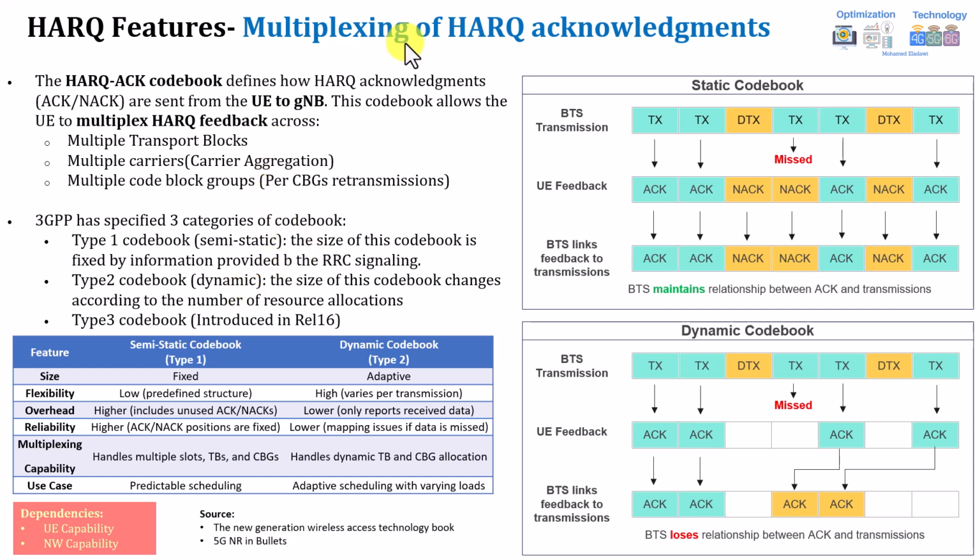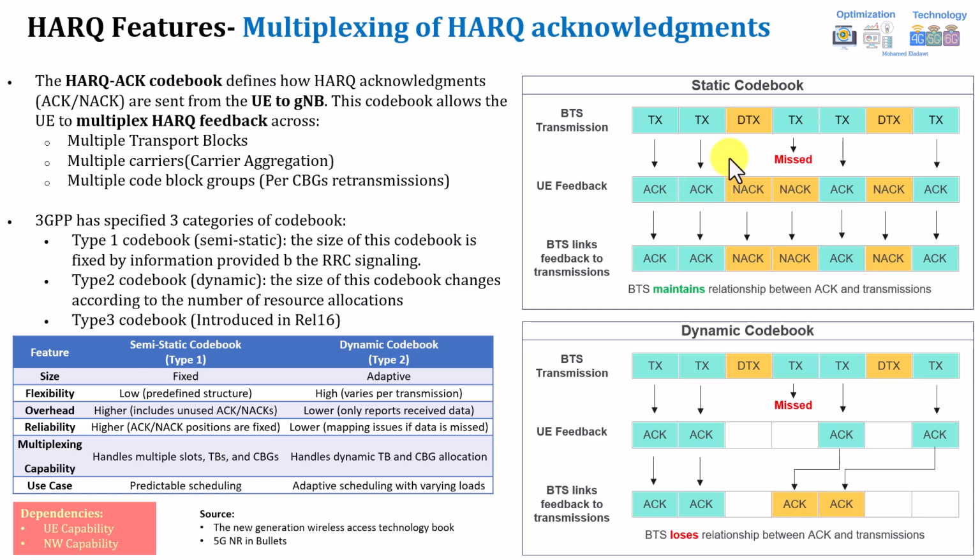But I'm going to explain the differences between them. But first, what does it mean, again, to multiplex HARQ acknowledgement? If you read here, the HARQ acknowledgement codebook defines how HARQ acknowledgements are sent from the UE to the gNB. For example, this codebook allows the UE to multiplex HARQ feedback across, for example, two transport blocks, or carrier aggregation, or different CBG retransmission. So you might need to send the feedback for all of them, as I will explain shortly.